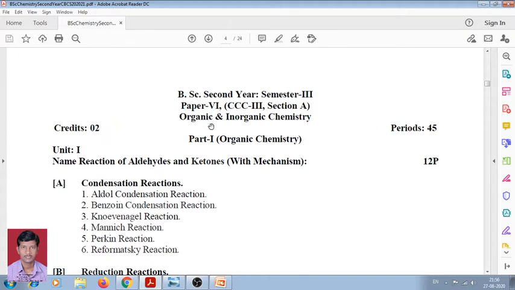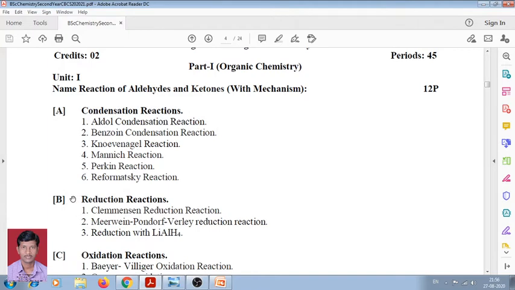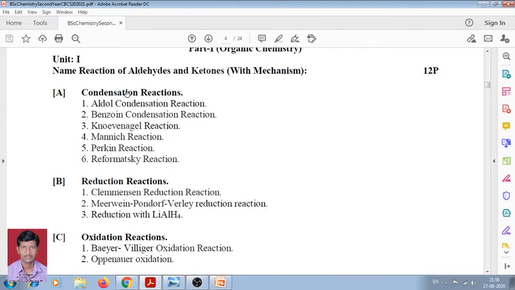Now let us start our paper, Organic plus Inorganic Chemistry, paper number 6, part 1, Organic Chemistry. From that, unit 1 is name reactions of aldehydes and ketones with their mechanism. In this unit, we have to learn condensation reactions, reduction reactions, and oxidation reactions. So let us see one by one in detail with their mechanism.